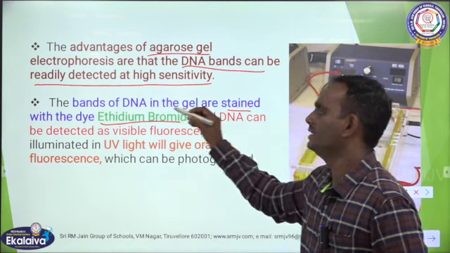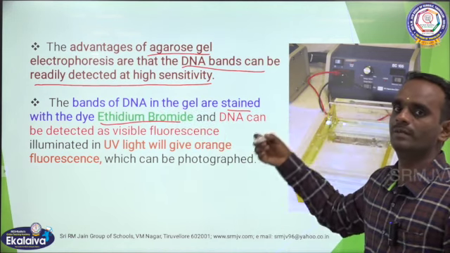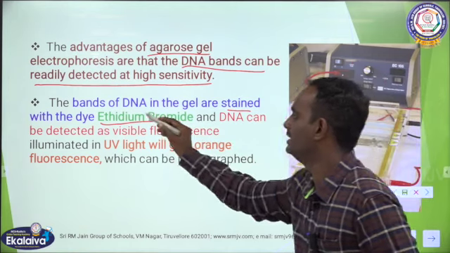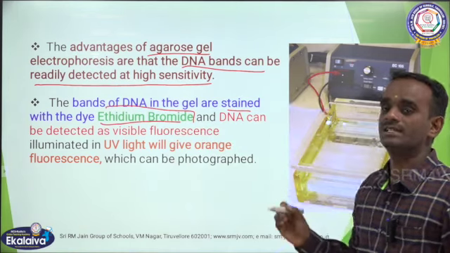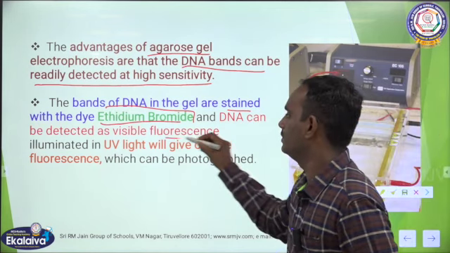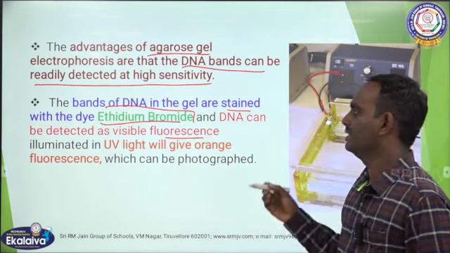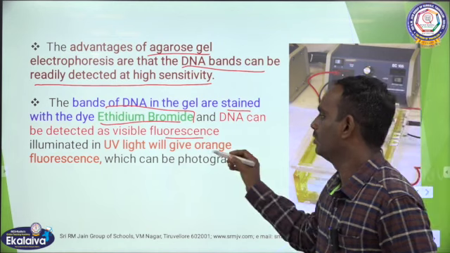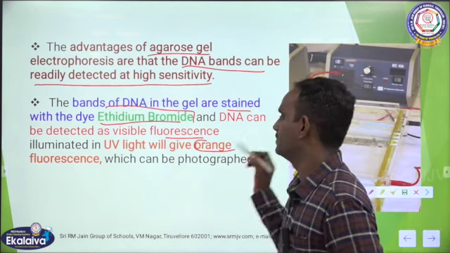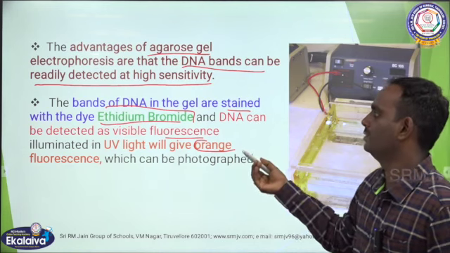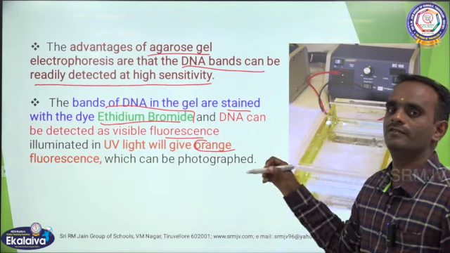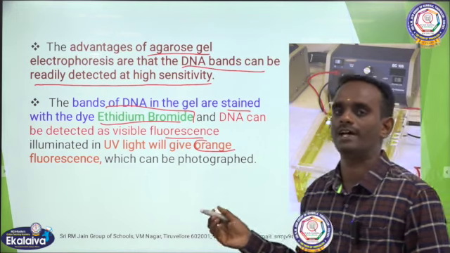The bands of DNA in the gel are stained by using the dye called ethidium bromide, and the DNA can be detected by visible fluorescence under UV light illumination, which glows orange fluorescence and can be photographed. Okay. With the help of this, we are able to separate the DNA fragments or isolate the DNA fragments.